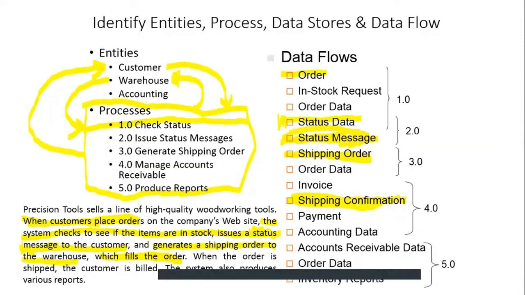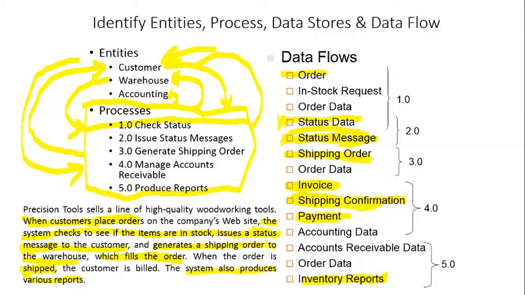When the order is shipped, the customer is billed. That means this process sends in detail about the invoice to the customer. So invoice detail is sent to the customer and this customer gives payment to the process. So payment. And then a report is generated to the accounting. So the system produces reports to the accounting department, which is another entity. So inventory report is generated.